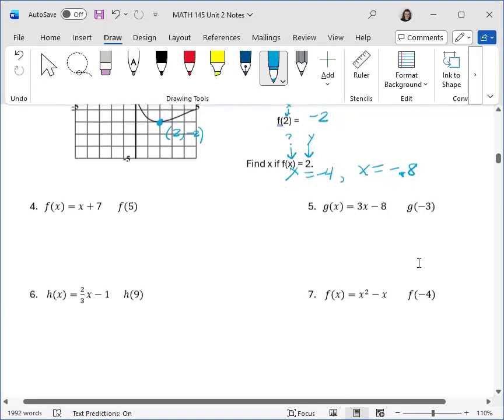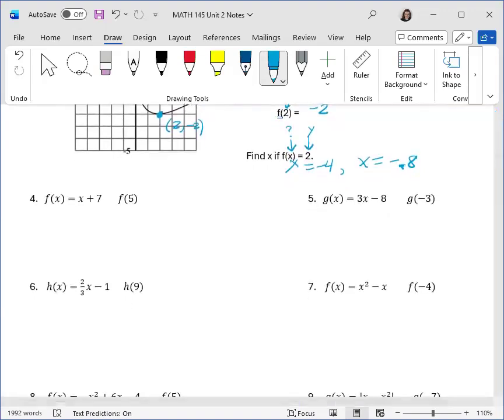Okay, so if we have an equation, we can evaluate functions using equations as well. Again, remembering that function notation, the number inside the parentheses always represents x. So I'm plugging 5 in for x. If I substitute, this would say f of x is equal to 5 plus 7, that means f of x, or y, equals 12. So when x is 5, y is 12.